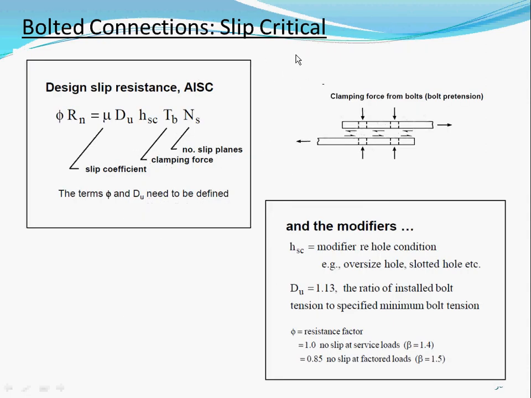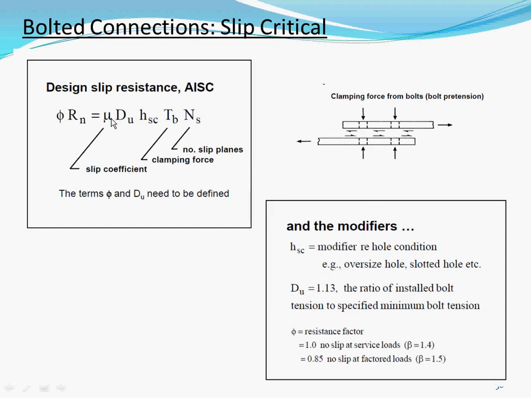When we mentioned slip critical before, what parameters do you have to look at when you calculate a slip critical joint? First of all, what kind of friction coefficient do you have?